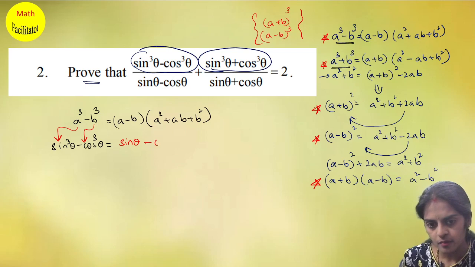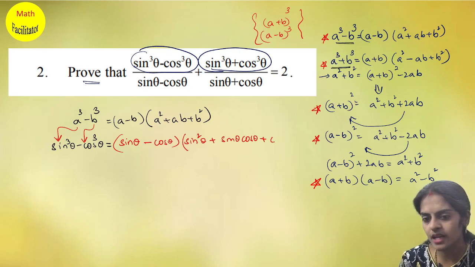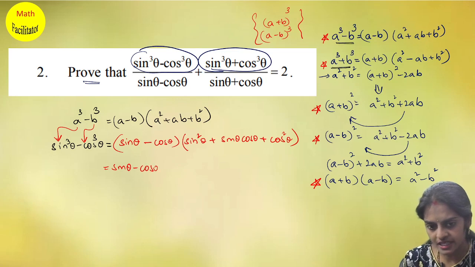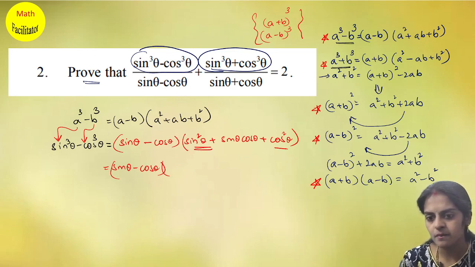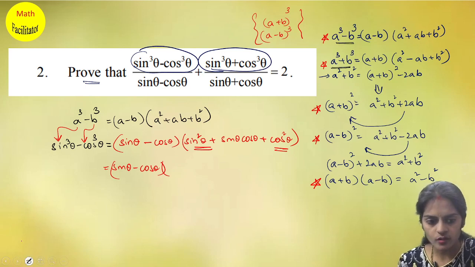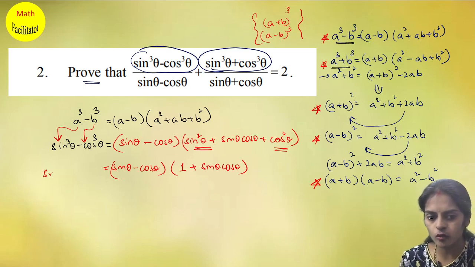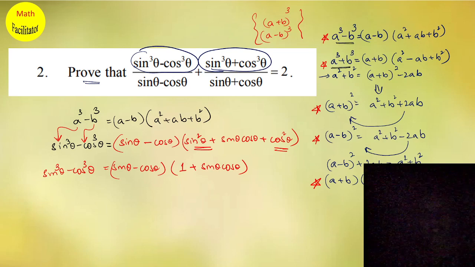A is sine theta, b is cos theta. So a minus b is sine theta minus cos theta. Similarly, a square means sine square theta, plus ab means sine theta into cos theta, plus b square means cos square theta. That is equal to sine theta minus cos theta into sine square theta plus cos square theta. Sine square theta plus cos square theta gives me 1, isn't it? That is an identity. So 1 plus what is remaining, sine theta cos theta. So this much is the value of sine cube theta minus cos cube theta. This is one value which we are getting.